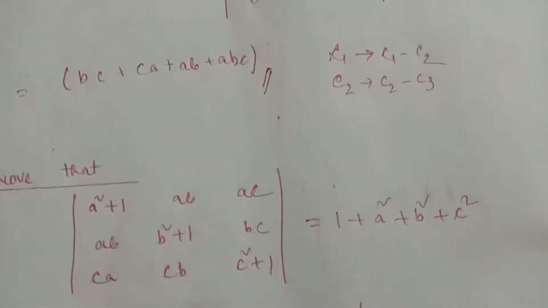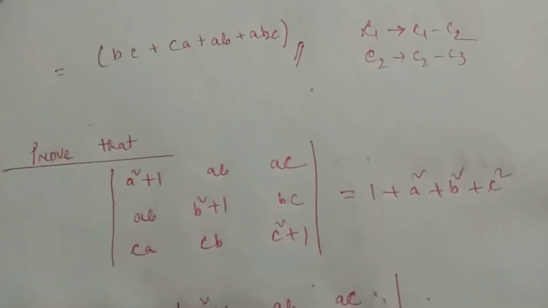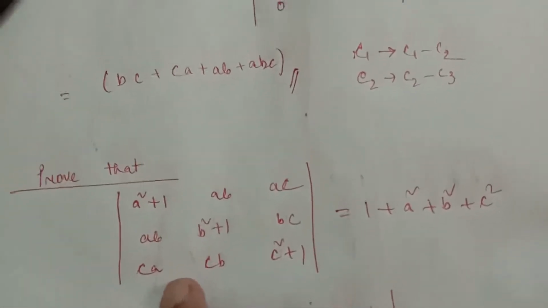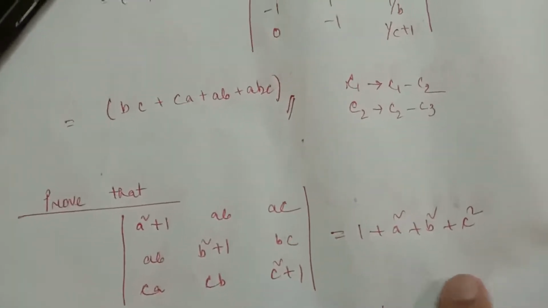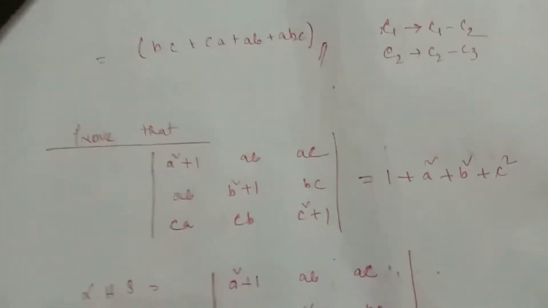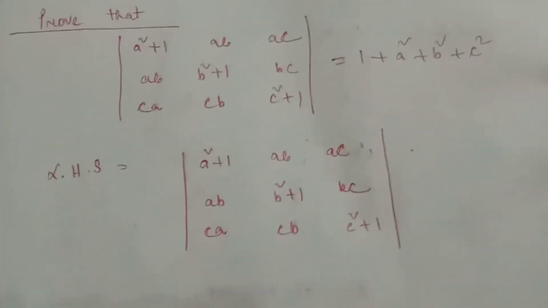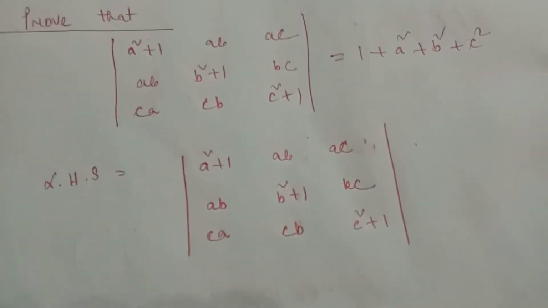Now this is the last question for today, to prove value of this determinant is equal to 1 plus a square plus b square plus c square. This is given in NCERT book in exercise. Okay, let us start with left hand side. This is again another typical question. You have to remember the steps.